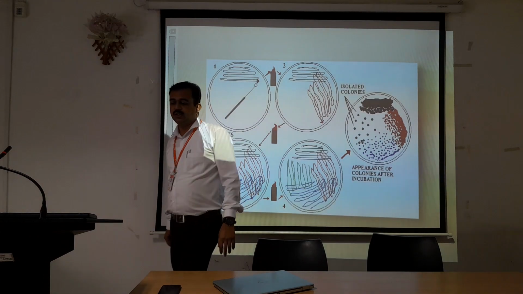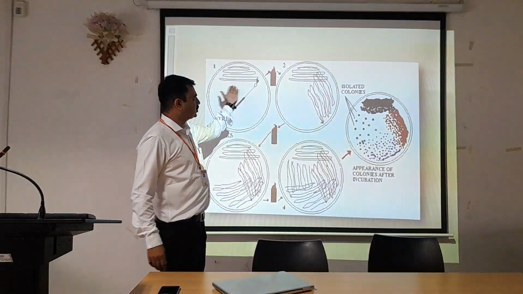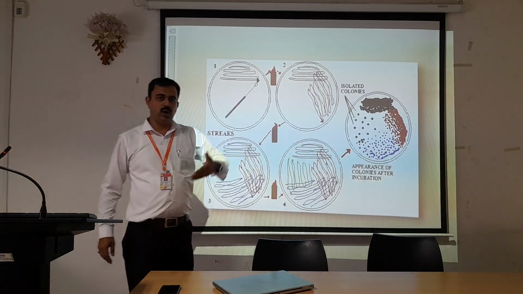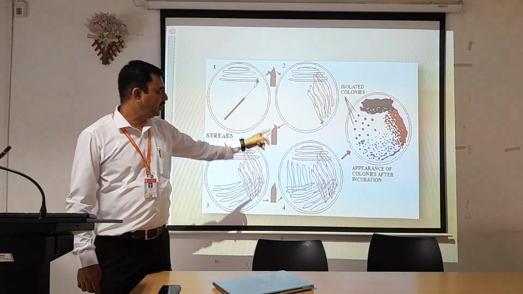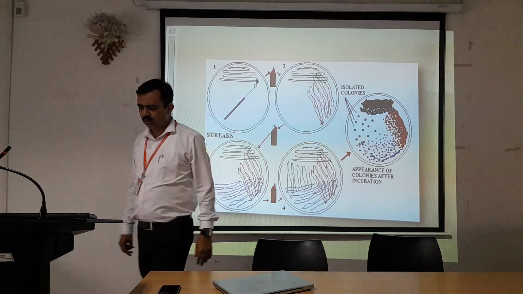So this is how the streak plate method works. Why is it called a streak? Because these are streaks, lines that can be drawn onto that particular plate, and you can easily get well isolated colonies over here. Correct.